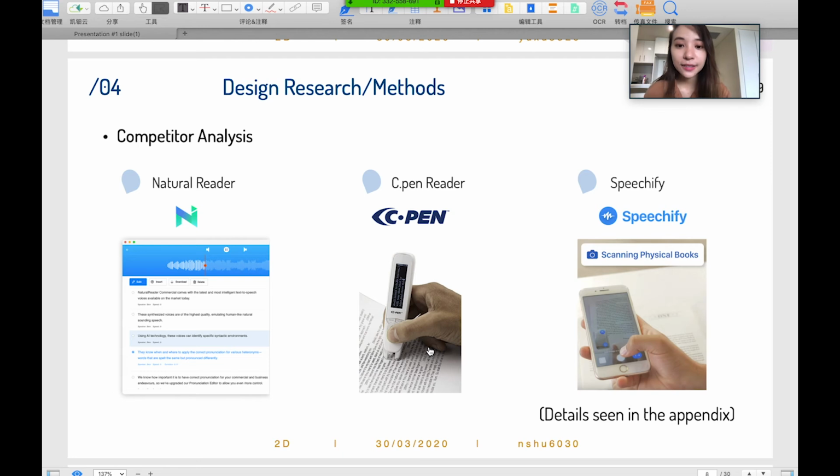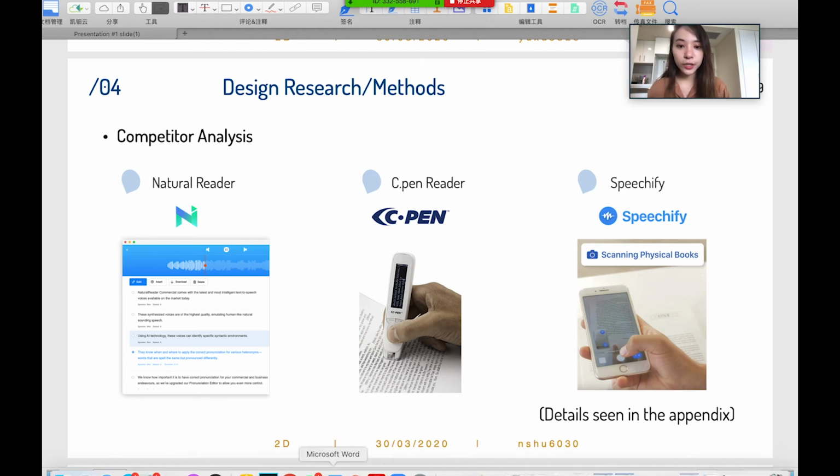Hi, so we did competitor analysis of Natural Reader, Sipen Reader, and Speechify. All those products use text-to-speech technology. The first one is reading assistive software that supports digital files, and words are shown in dyslexia font. However, from users' feedback, the software is unable to read email or math equations.